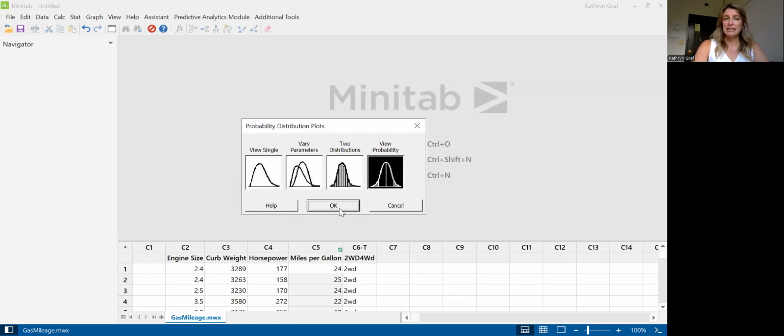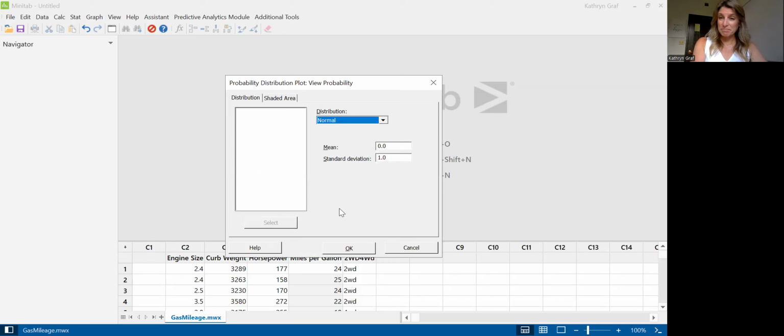And click OK. Now you'll notice on this screen, it says distribution: normal. It's going to default to the normal curve, and it will also default to the curve with a mean, or a center, at 0 and the standard deviation, or the spread, at 1. So it's actually going to default to that standard normal curve. Here I have my normal distribution, and I don't want to change that.